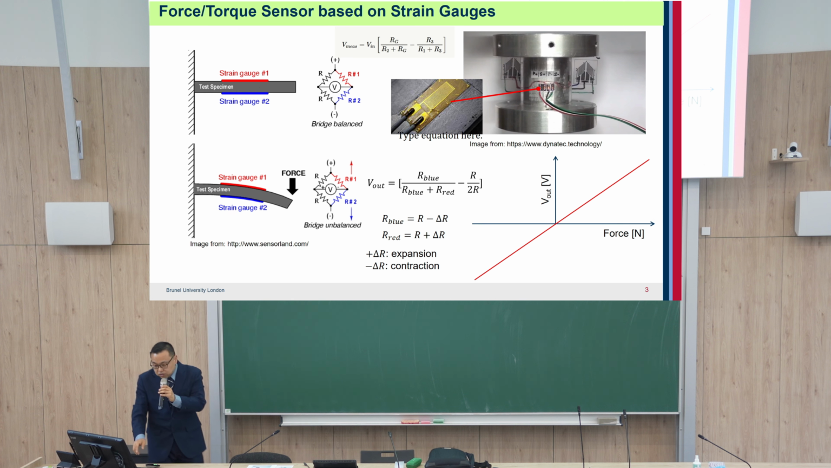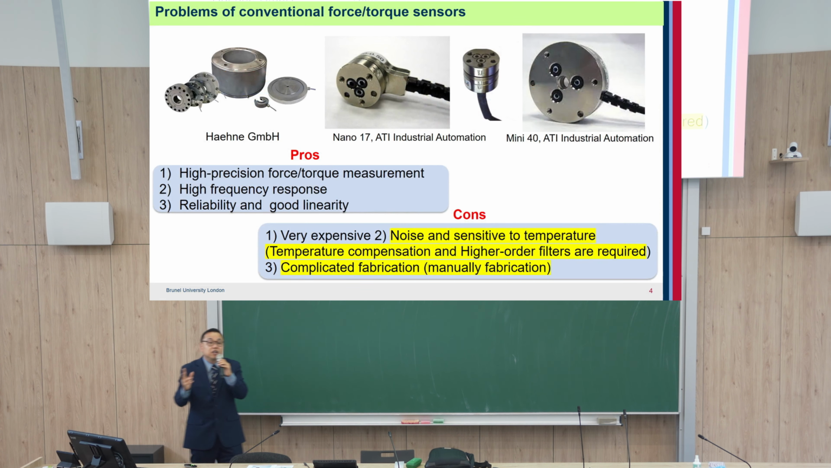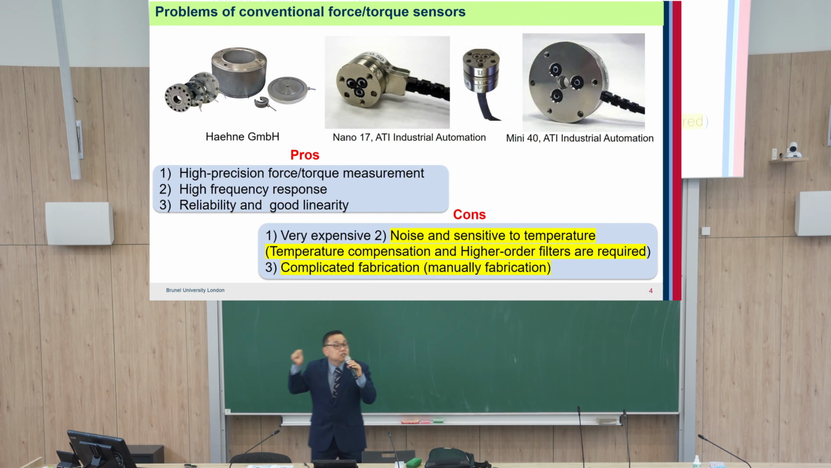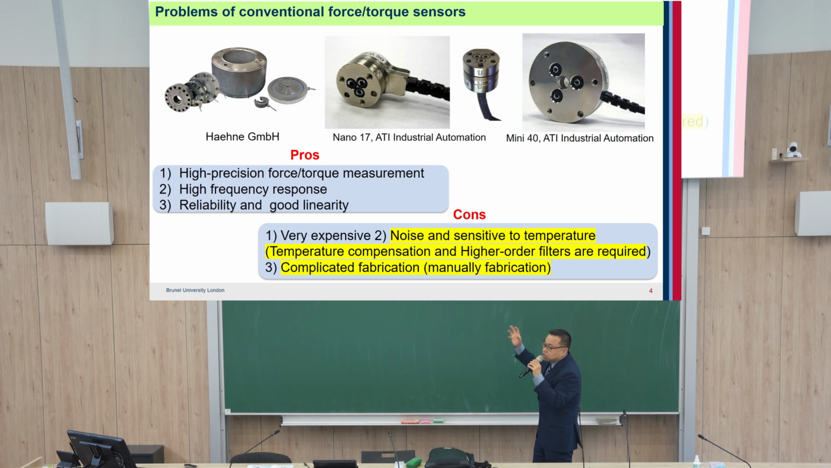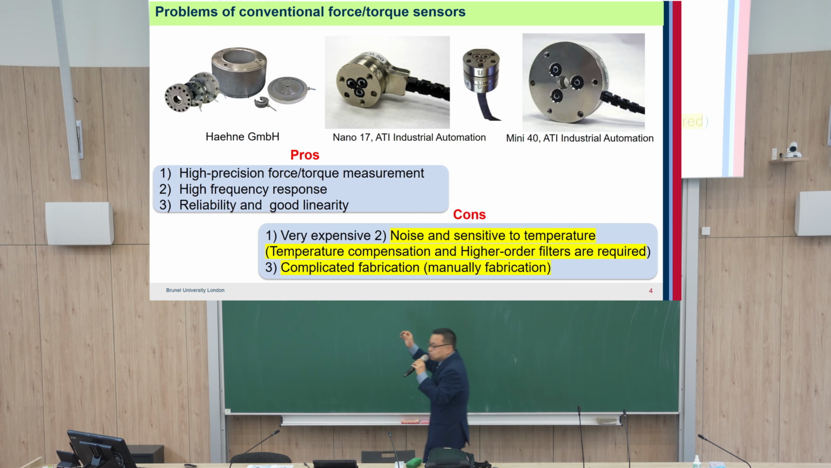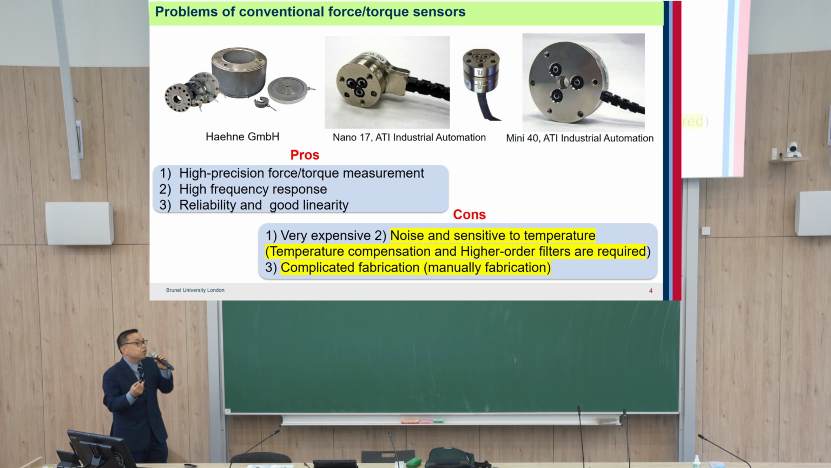So this is very good. Most force and torque sensors are designed based on the strain gauge. First, the merits: high precision force and torque measurement, and high frequency response.